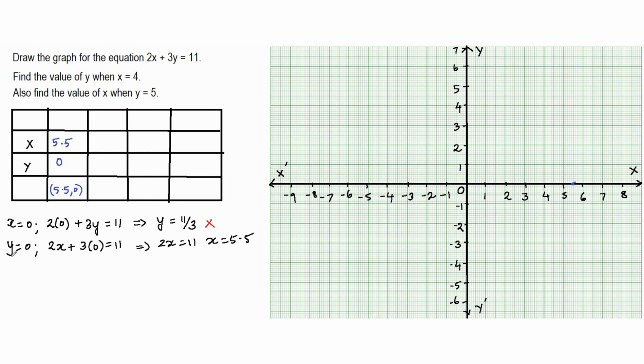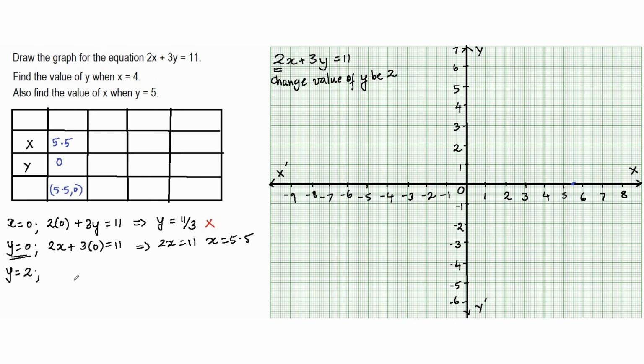Now let us increase the value of y by the coefficient of x. So what is the coefficient of x? In 2x plus 3y equals 11, the coefficient of x is 2. So let us change the value of y by the coefficient of x. So let's change it by 2. That means let's take y equals 2.